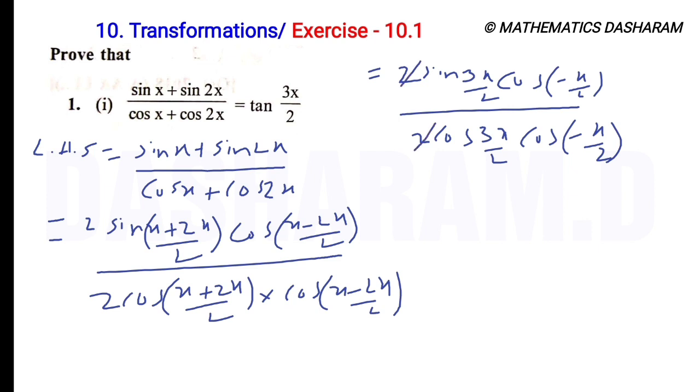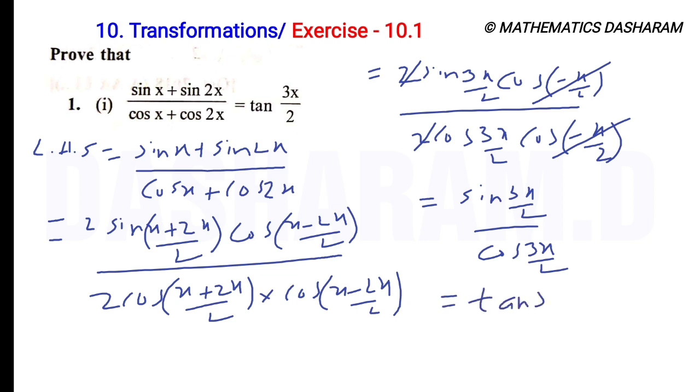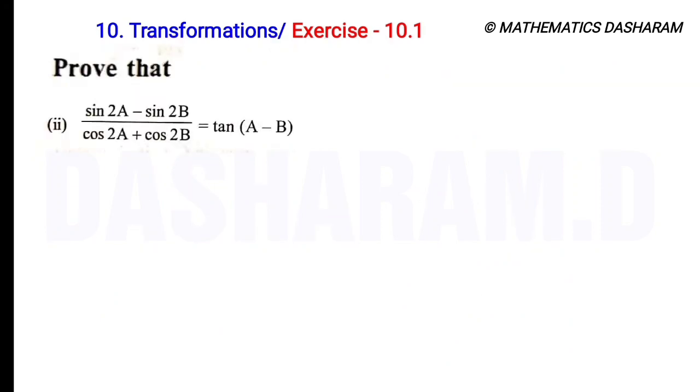So here the 2 cancels, and cos(-x/2) with cos(-x/2) cancel. So it is equals to sin(3x/2) divided by cos(3x/2), which is exactly tan(3x/2). So RHS, hence proved. Second question: (sin 2a - sin 2b) divided by (cos 2a + cos 2b) equals tan(a - b).